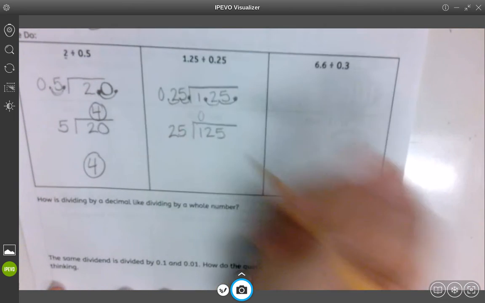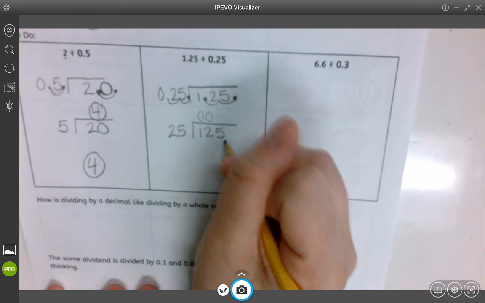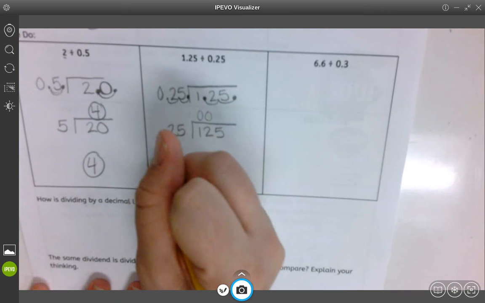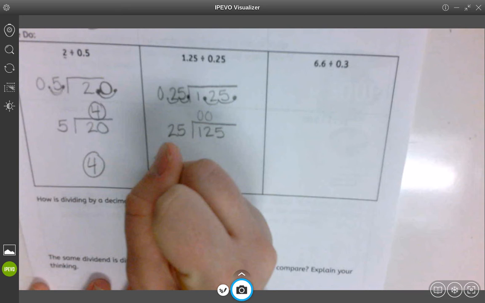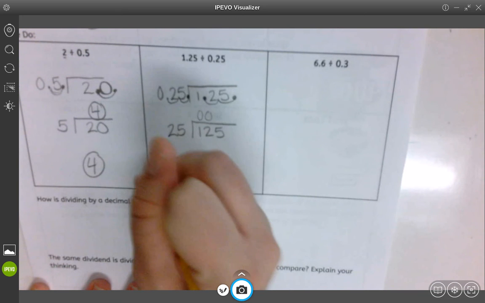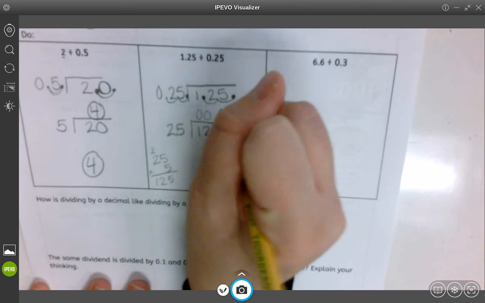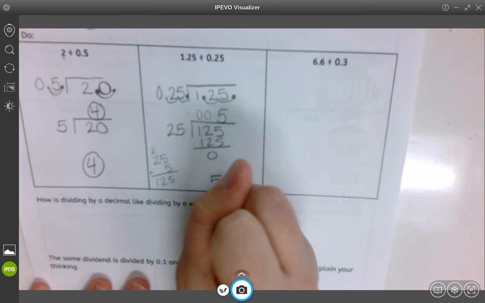25 can't fit in once. It can't fit in 12 times, but it can fit into 125 exactly 5 times. And let's just do it just to make sure over here. 10, 11, 12. Perfect. 5 times exactly. 5 is our answer.